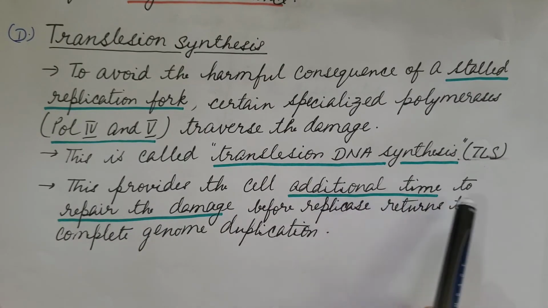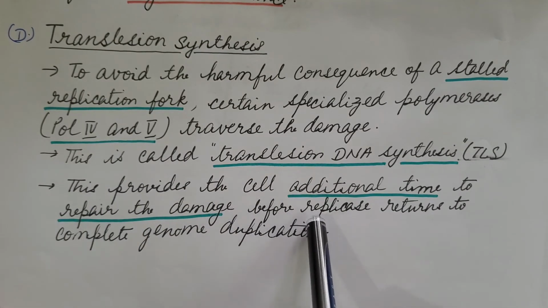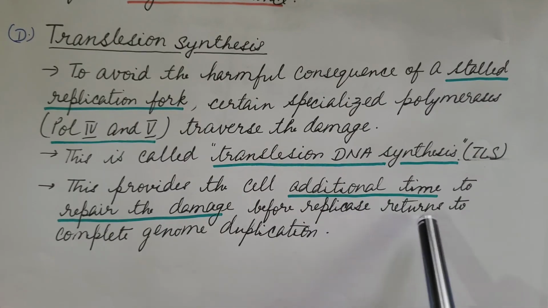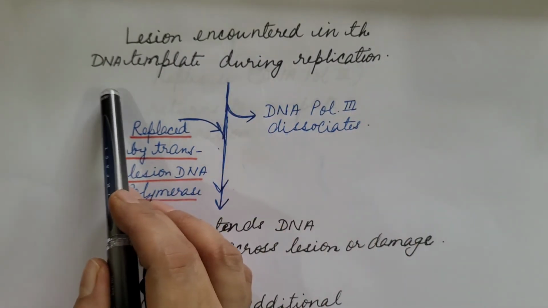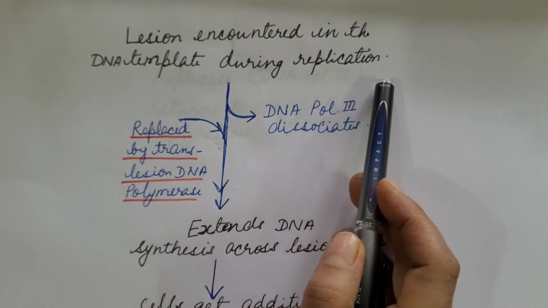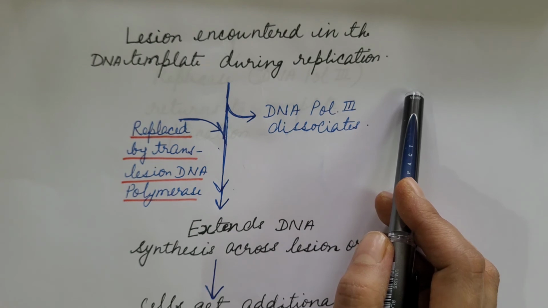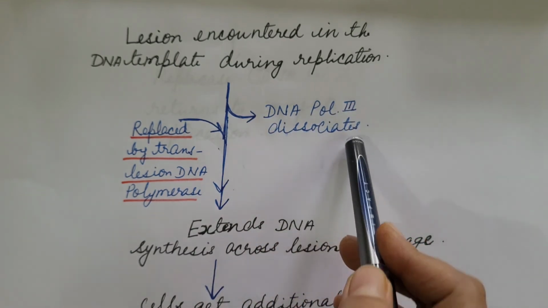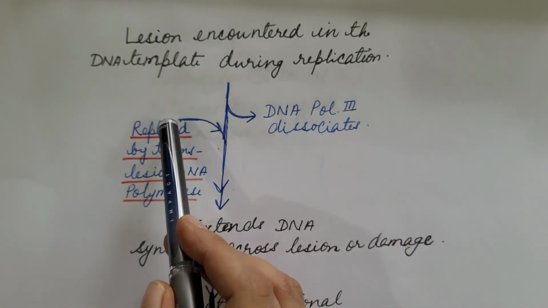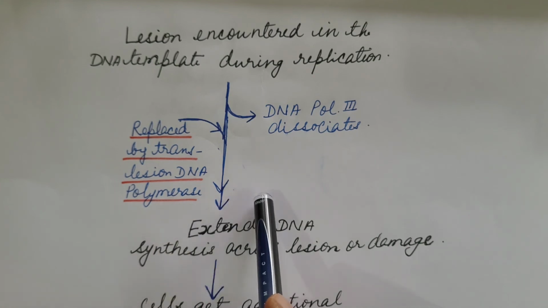This provides the cell additional time to repair the damage, and once the damage is repaired, the replicase, in this case DNA polymerase 3, returns to complete genome duplication. Let us understand it in this way. When a lesion is encountered in the DNA template during replication, the fork stalls, or DNA polymerase 3 stops extending the new strand or replication of the DNA. DNA polymerase 3 then dissociates from the template strand and it is replaced by translesion DNA polymerases, for example DNA polymerase 4 and DNA polymerase 5.